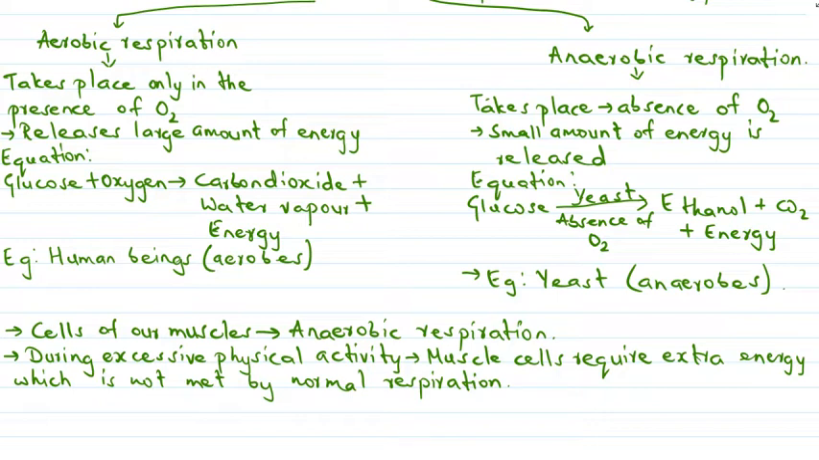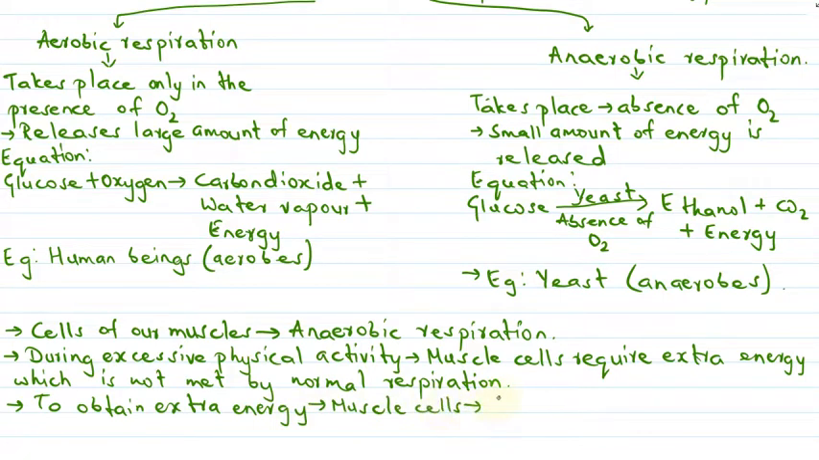During excessive physical activities, our muscle cells require a large amount of extra energy, and during such times the oxygen availability in our body reduces because we are performing excessive physical activities. So to compensate for the extra energy, to obtain extra energy, our muscle cells perform anaerobic respiration.